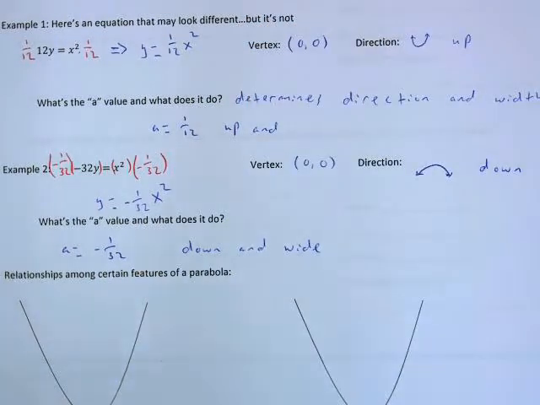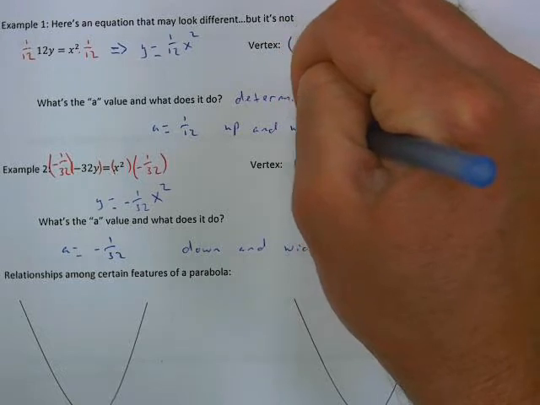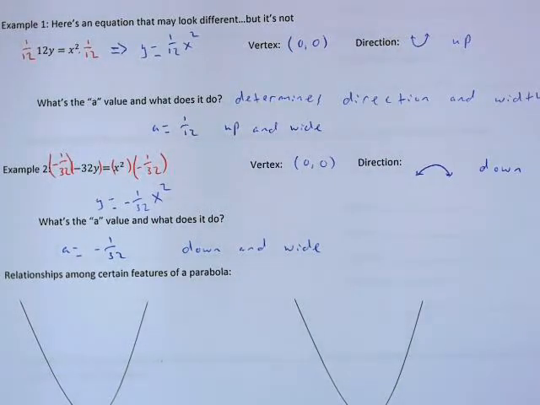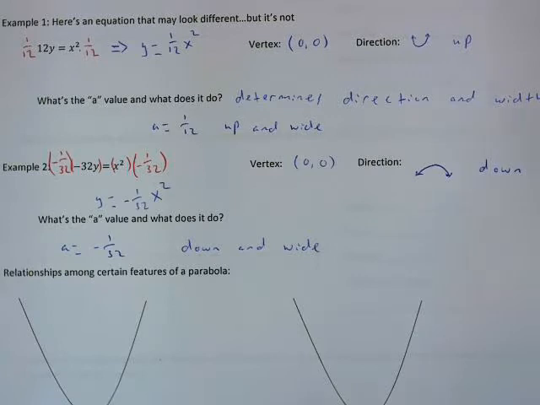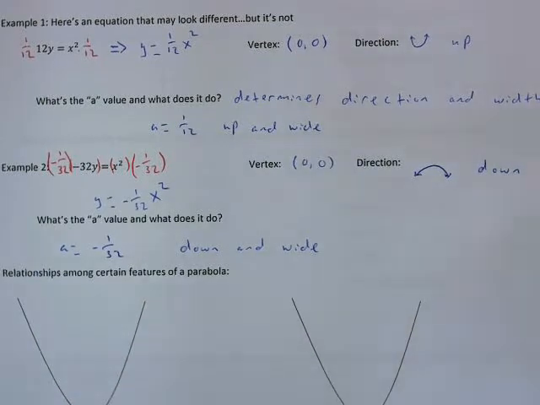And since it was 1 over 12, that would also be a wide parabola. Okay, you're going to see a lot of fractions here, but the fractions actually work out nice. You'll see what I mean in a little bit when we start throwing a different little piece of an equation in there. Okay, but we'll get to that in a second.